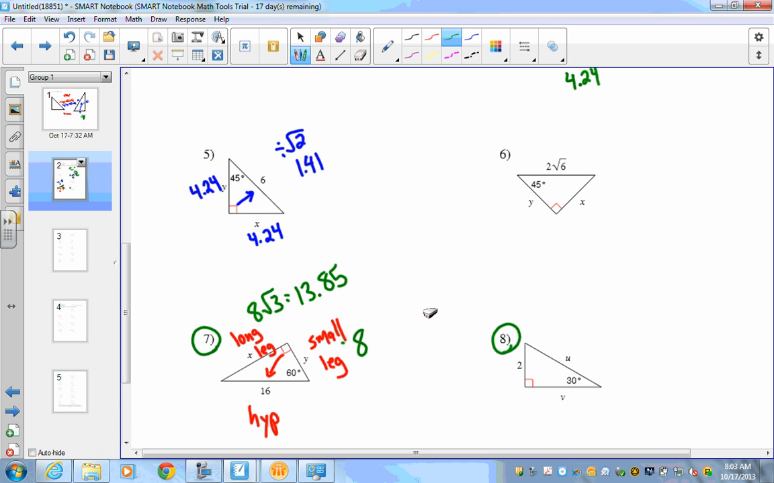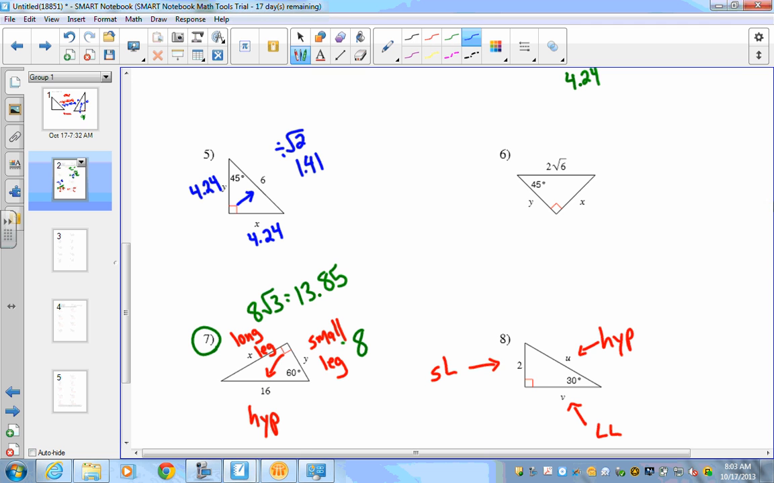All right, now let's look at question number 8. Just identifying marks. This right here is the hypotenuse. This right here is the short leg. I'm just going to write SL for short leg, and this right here is the long leg, LL.